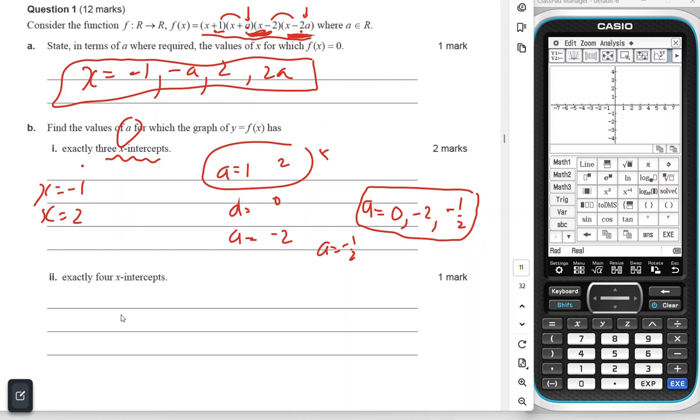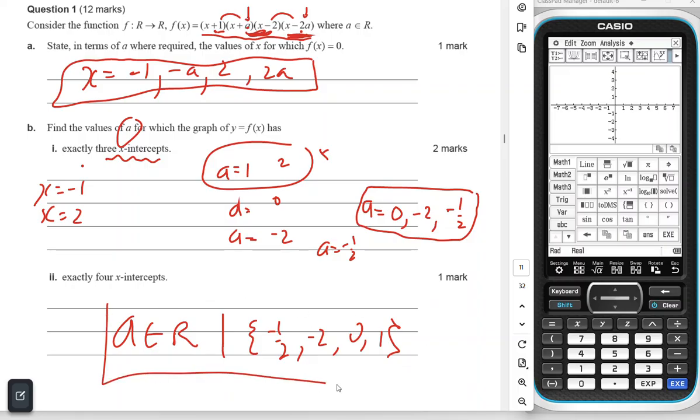Exactly 4 will be A can be absolutely anything except the following numbers: -1/2, because that gives me 3, -2, because that gives me 3, 0, because that gives me 3, and 1, because that gives me 2. Okay, so they're the answers for A and B.